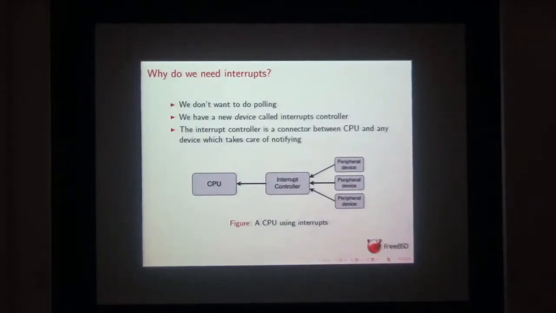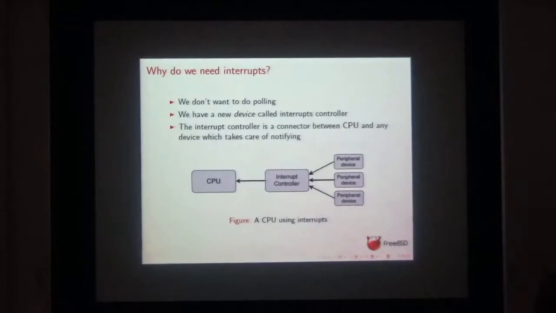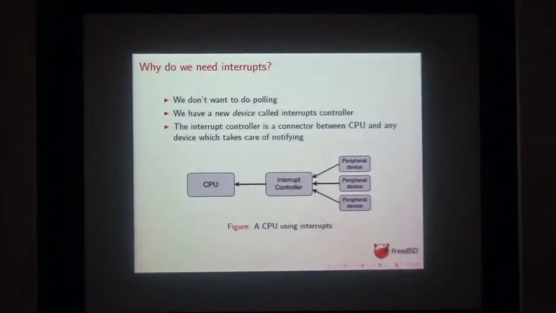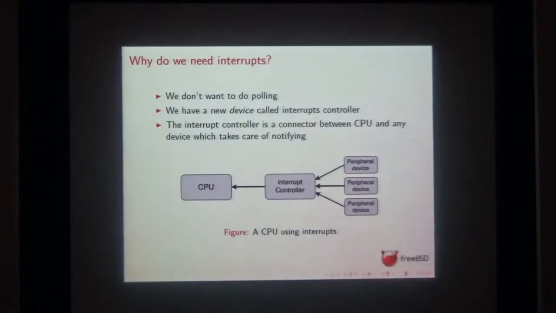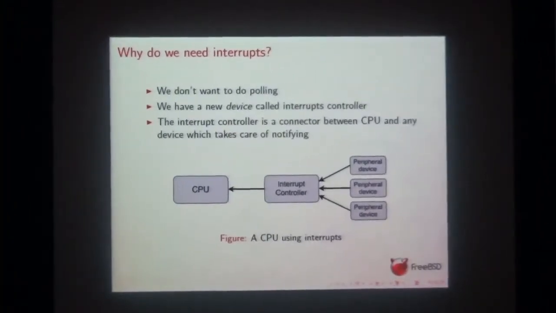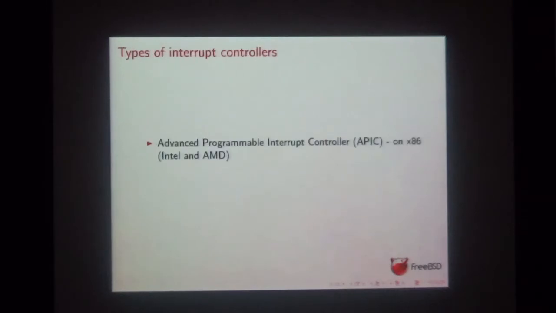Or we have the event-based interruption. Each device will notify the CPU whenever it has some information for it. And this is where the interrupt controller comes into play. It's a new device, and it's basically an interface, an abstraction between the peripheral devices and the CPU. The devices register interrupts to the interrupt controller, and the interrupt controller forwards those interrupts as events to the CPU. So to summarize, the interrupt controller is a connector between the CPU and the devices which takes care of notifying whenever different types of data are available.